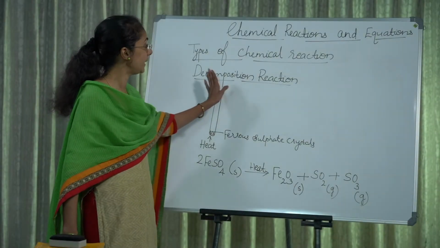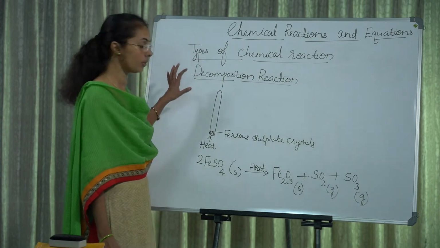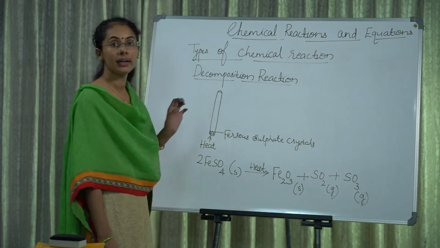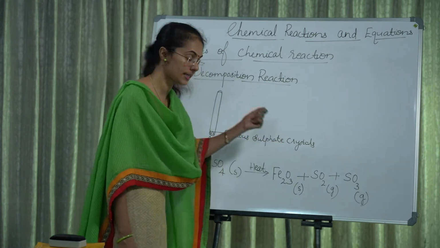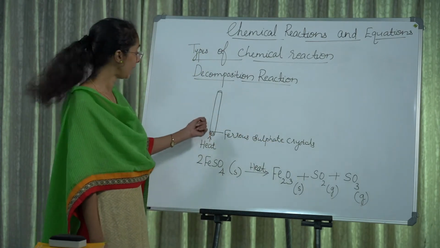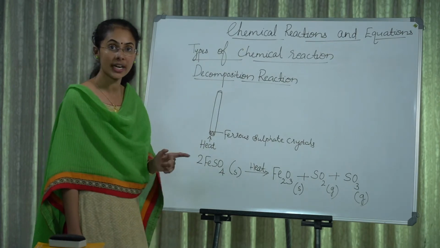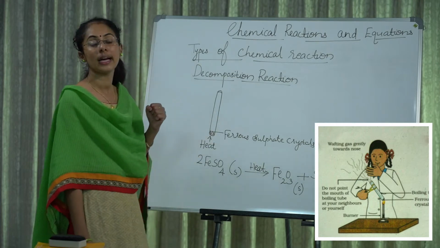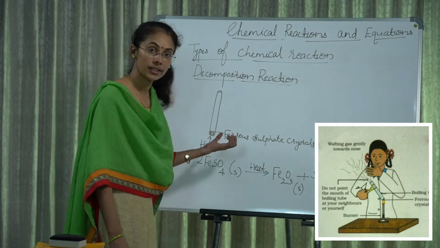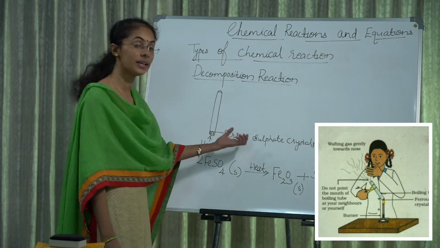Second one is decomposition reaction. In a decomposition reaction, for one experiment, take one boiling tube, then add some ferrous sulfate crystals and heat it. What happens? The color of the ferrous sulfate crystals has changed. What is the reason behind that? The water molecules are removed from the ferrous sulfate.